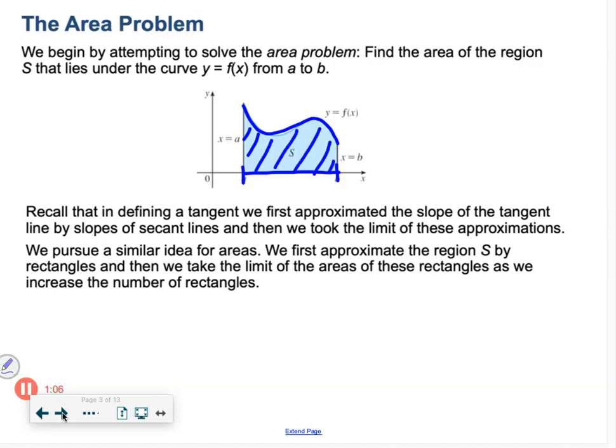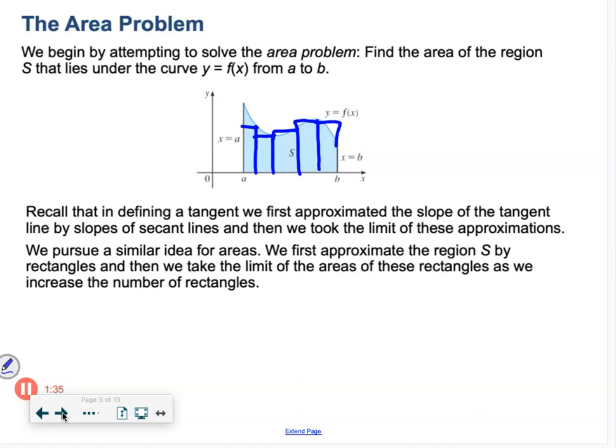So this area, how do we find it? There is a way to find the exact area, but before we learn the way, which is using integrals, we're going to learn how to approximate the area by breaking the region up into rectangles. So if we split the region up into rectangles, whatever the heights are, and we could have one over there, then we get an approximation for the area.